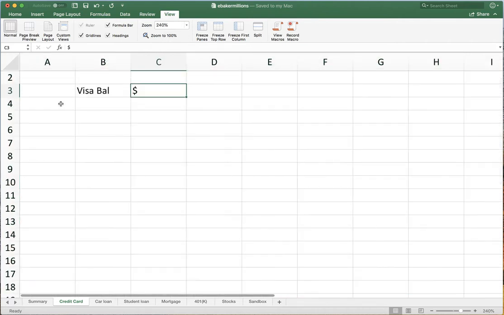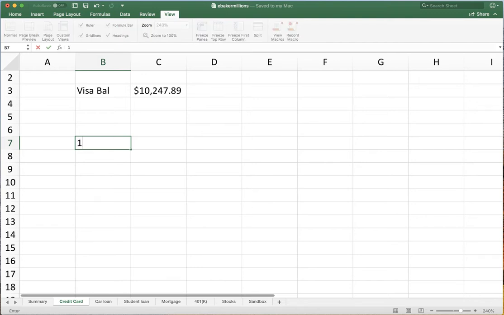Alright, that's better. So I put in Visa BAL for Visa balance here, and I put the dollar sign in here to let this know that this is going to be a currency that I'm putting in. So let's say we owe $2,247.89. So that's what we owe on our Visa card currently. So the question is, if I wanted to pay this off, how much would I have to pay it off? Let's say if I wanted to pay it off in 1 year.